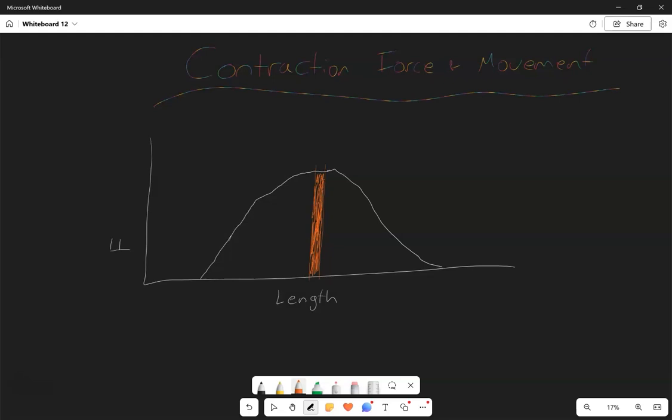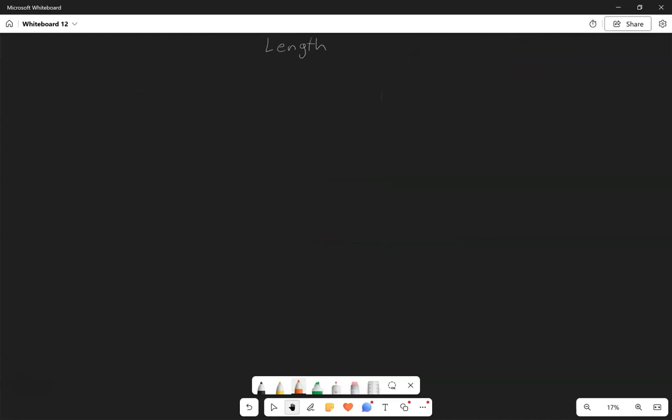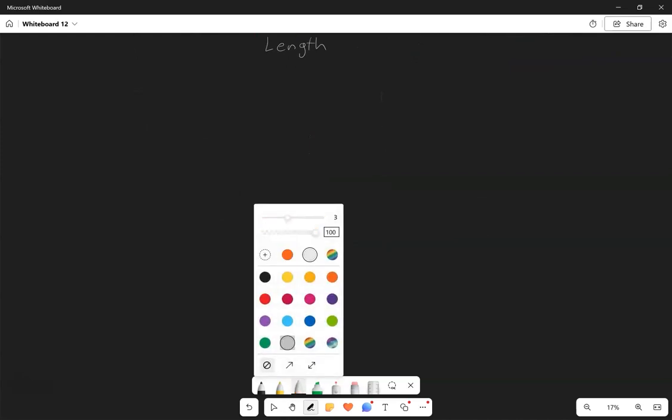It's one of the reasons that baseball pitchers do a wind up before they throw, and it takes those muscles and stretches them out just a little bit before they are to fire and generate that force. Because if we stretch them just a little bit, we will generate that force that we get out of that muscle.